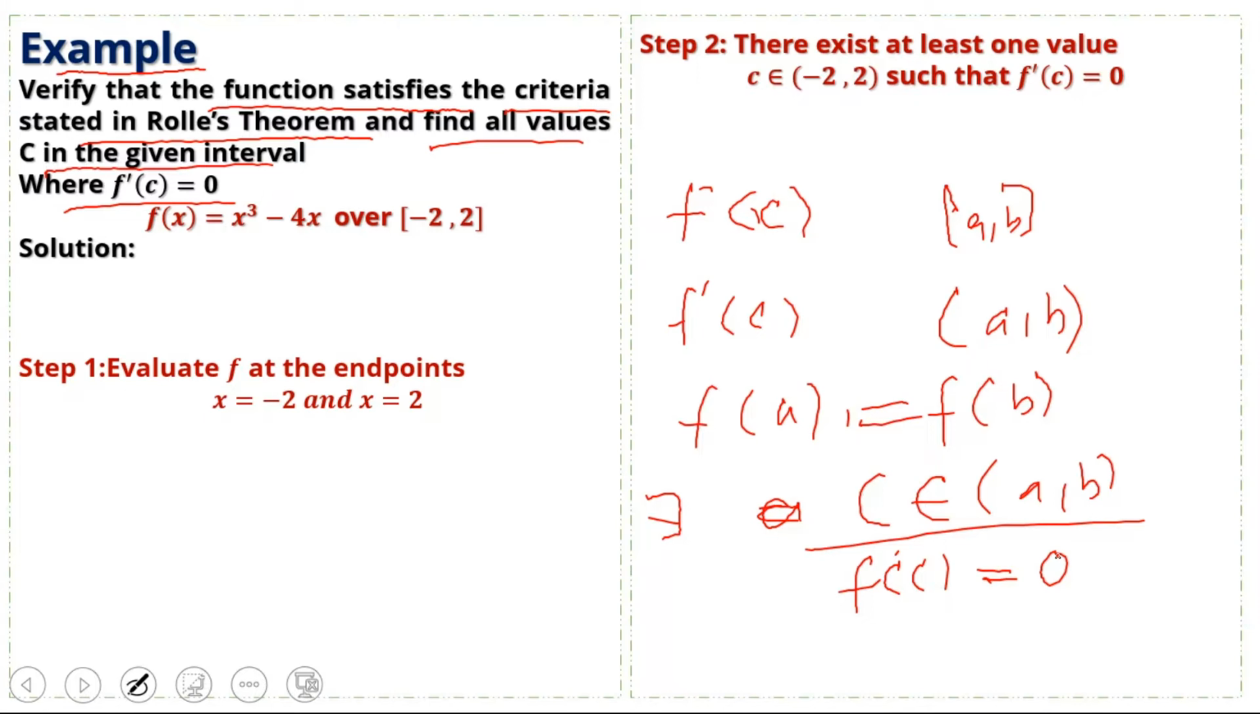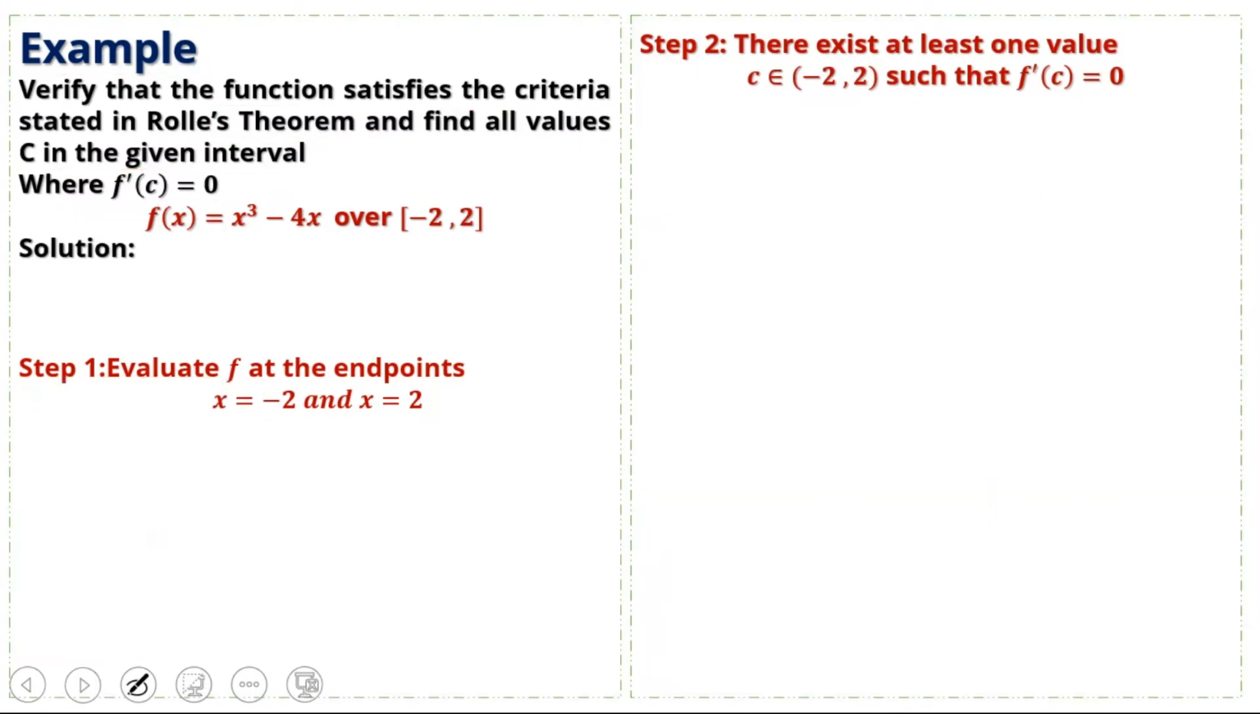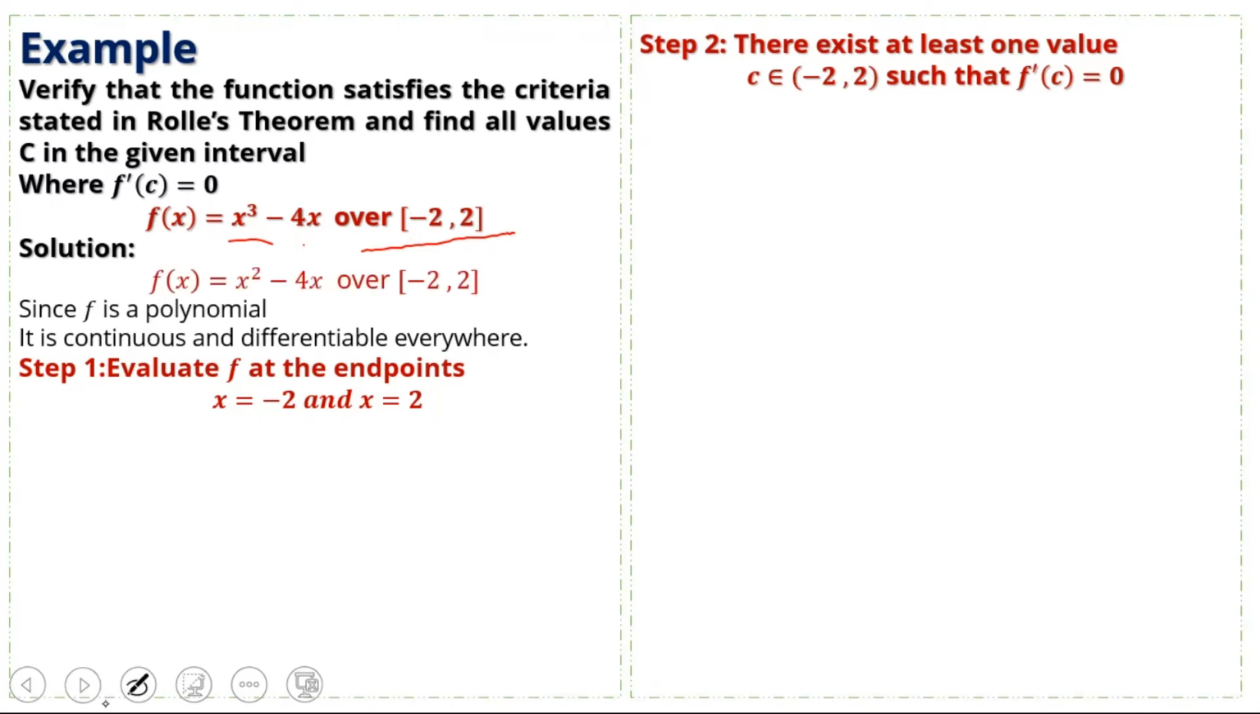So let's start the solution of this example. The given function is f of x is equal to x cube minus 4x over the closed, or bounded, interval minus 2 to 2, and the given function is a polynomial, so it is continuous and differentiable everywhere. We had already discussed continuity and differentiability of a function. I will provide the link in the video description, you can watch.